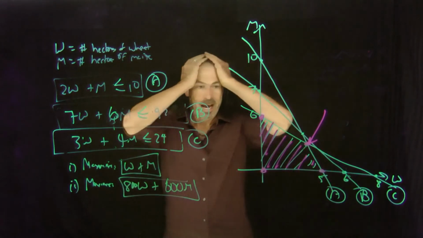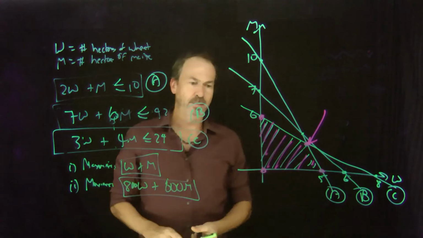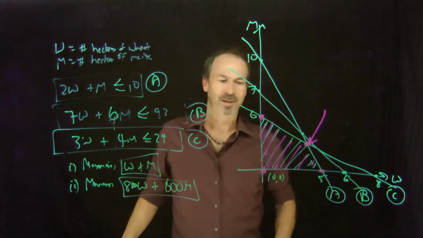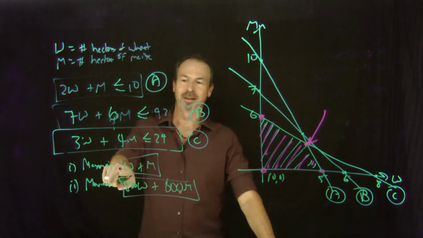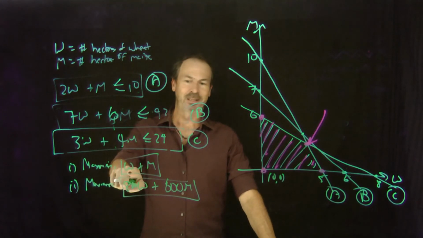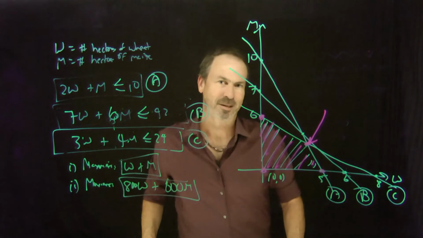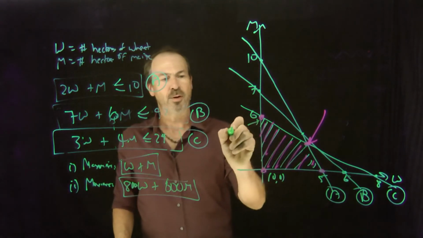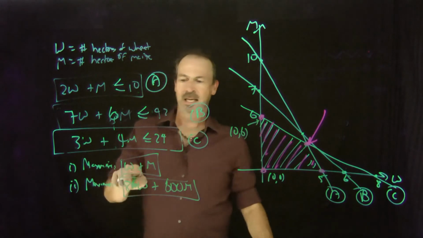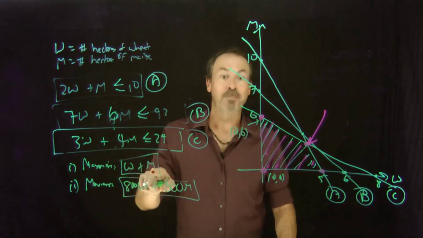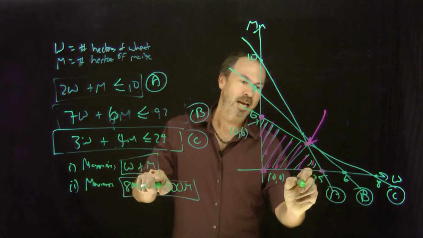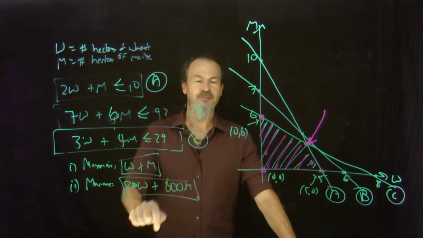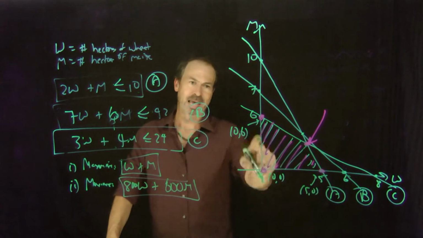Okay, let's do that. All right, what are the coordinates of these points? I'll do the easy one first. 0, 0. That gives me areas of W is 0, M is 0, gives me 0 hectares of property. I bet that's not the maximum. This one here has coordinates 0, 6. That gives me 6 hectares of property. That's better. This one has coordinates 5, 0. 5 and 0, 5 hectares of property. Not as good as that one.